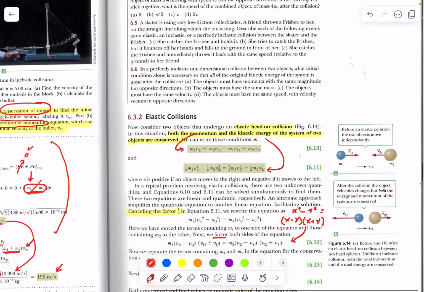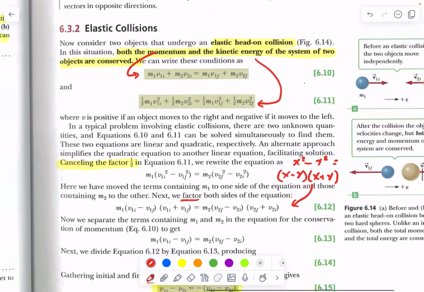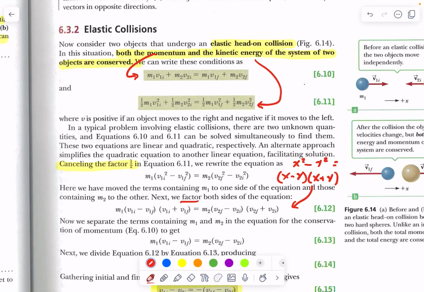Now, what about elastic collisions? We're going to look at elastic collisions in 1 dimension. Later on, we'll look at elastic collisions in 2 dimensions. So, because of the fact that it's an elastic collision, we know, whether it was elastic or not, that momentum is conserved. But because it's elastic, or nearly so, kinetic energy is also conserved.